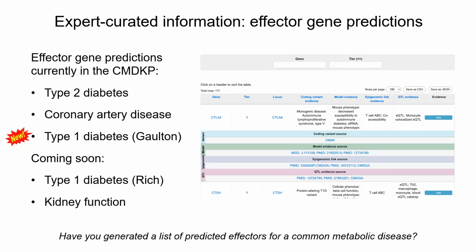And this is a picture of that. It's hard to see on this screen, but we display these in tables that are interactive. So you can search the table for your favorite gene, but also the default view gives a summary of the evidence about the gene. And then you can open up each row.